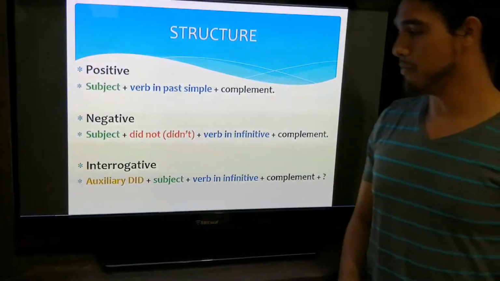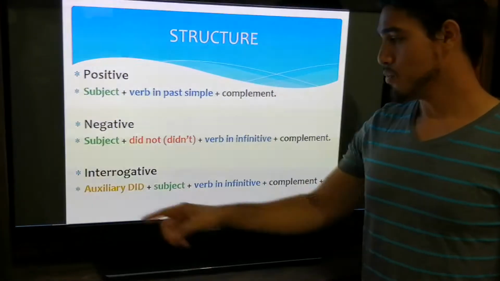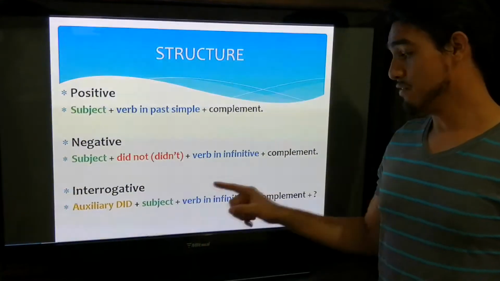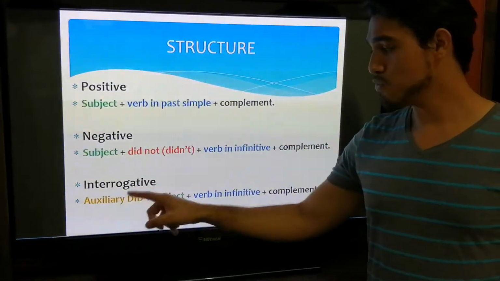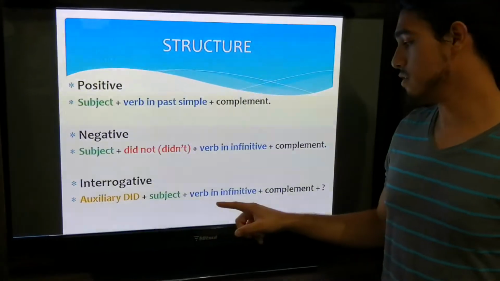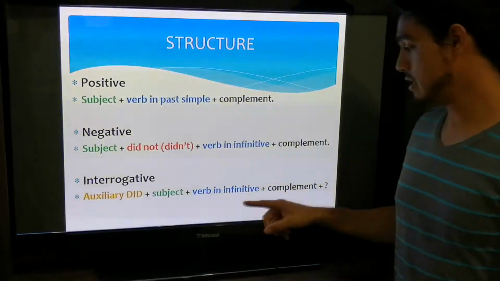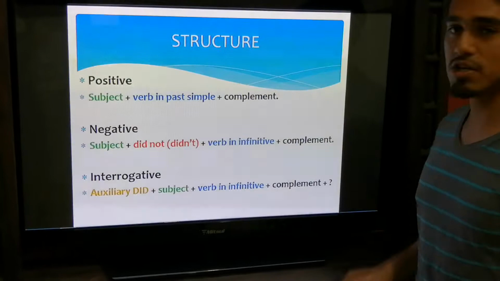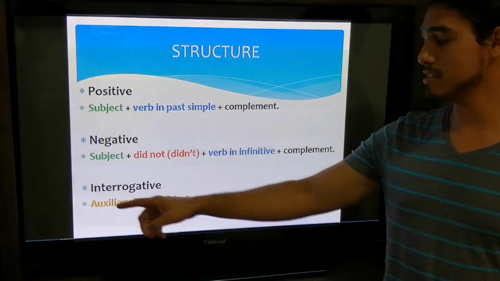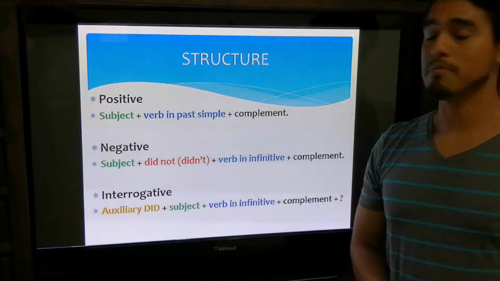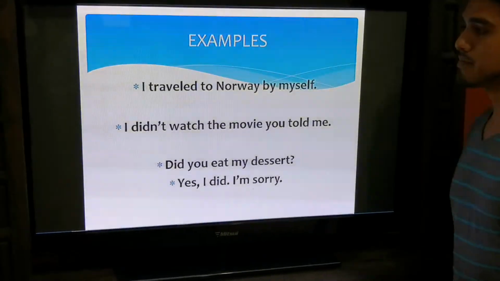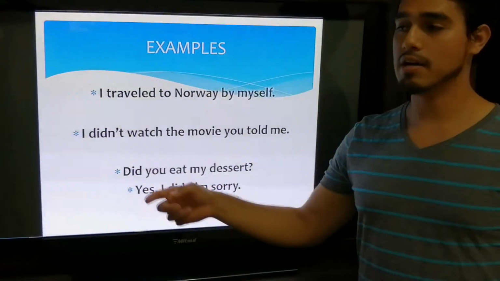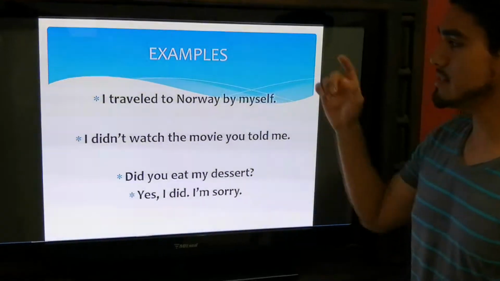Now, interrogative form. Our structure changes a little bit. We start with the auxiliary did, okay? Then we need a subject, then a verb in infinitive. Remember, since we're using the auxiliary did, our verb has to be in infinitive. Then the complement, and something important that you have to remember is the question mark. And that's how we make statements in interrogative, okay? So now let's look at the examples. This is the example in positive, this is the example in negative, and this is the example of an interrogative statement. Okay? Good.